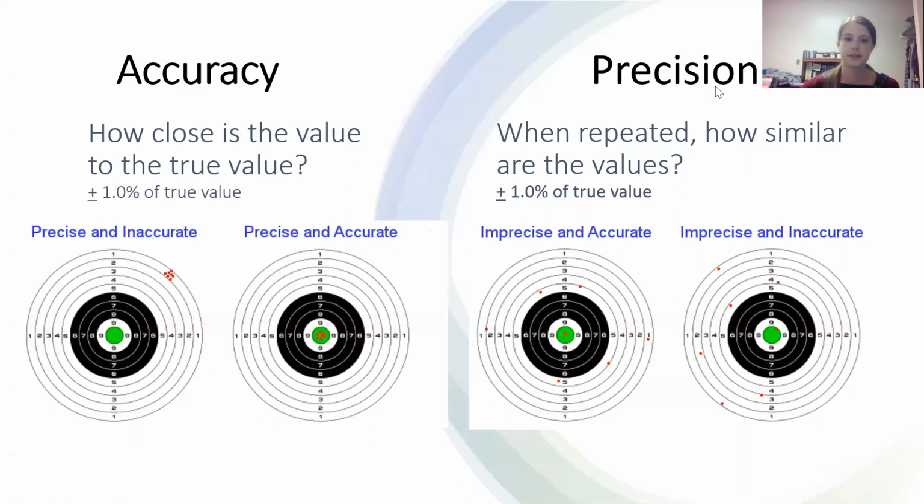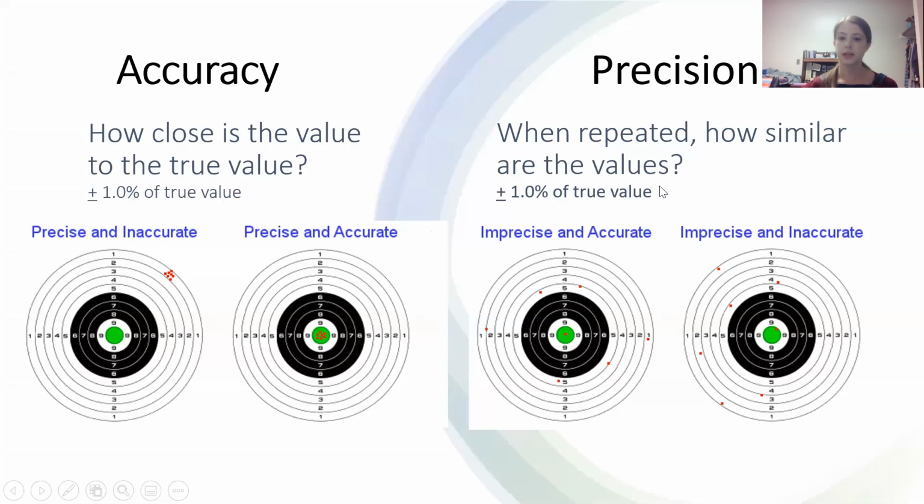So the first part of this is accuracy versus precision. These are important to think about when we are looking at values that we have found through an experiment. Accuracy is how close the value we find is to the true or the actual value. In this class, we want it to be plus or minus 1% of the true value. So it needs to be pretty close to be accurate.